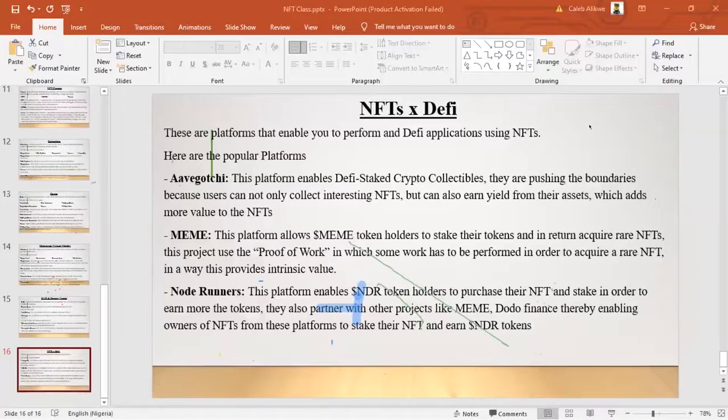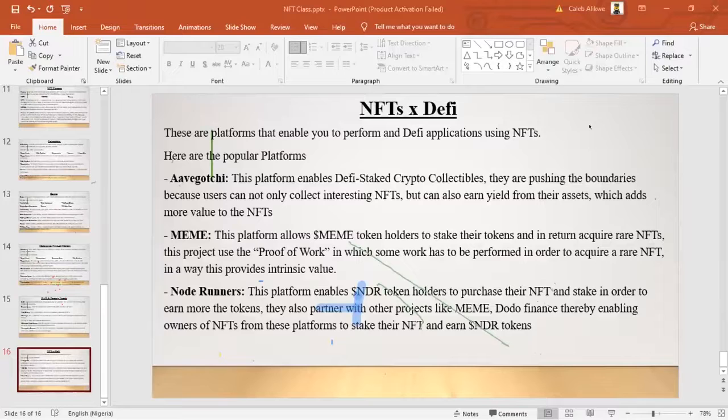Then for NFT tokens, on platforms like CoinGecko and CoinMarketCap, you would see the created sections where you can see tokens. There are fungible tokens that are related to NFTs, and you can see the price, the volume they are doing daily, and all of that.